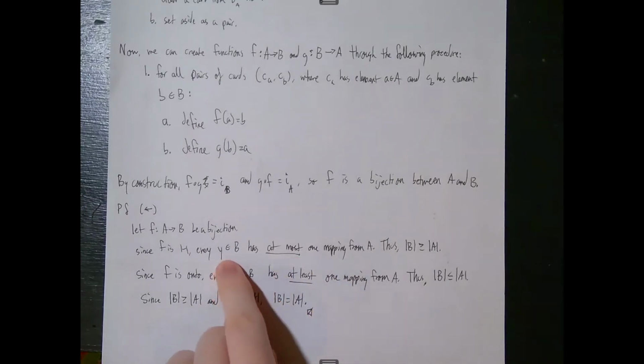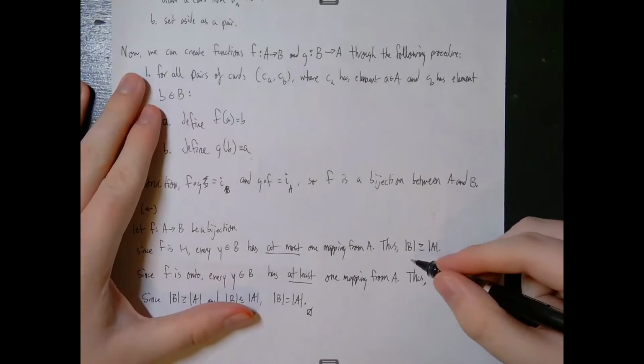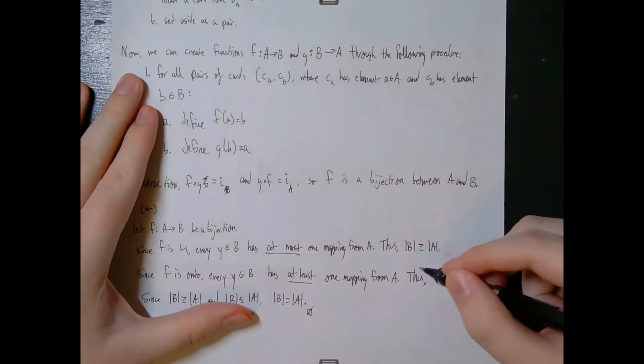every element in our codomain is mapped to at most once from some element in A. So either there is one element in A that maps to y, or there are zero elements in A that map to y. That's just from the definition of one-to-one. And what that means is that in order for F to be a one-to-one function, this restricts the size of B to be greater than or equal to the size of A.